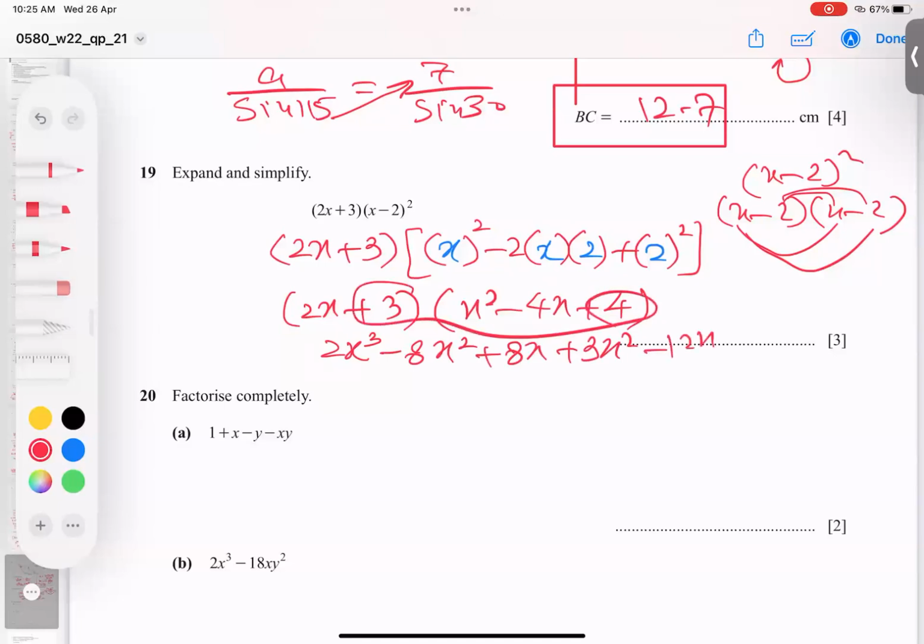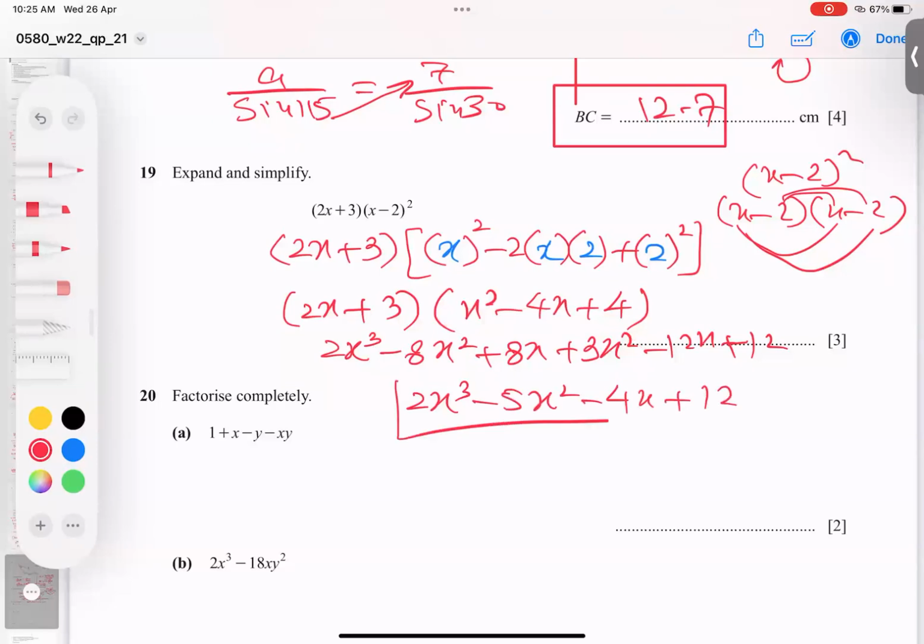3 times 2, 4, I get 12. And finally, I'm writing the answer 2x to the power 3. There are two x-squared terms, negative 8 and plus 3, which will give us negative 5x to the power 2. The two values of x, I get negative 4x and 12 alone. And this is our final answer. And I believe you got the idea.